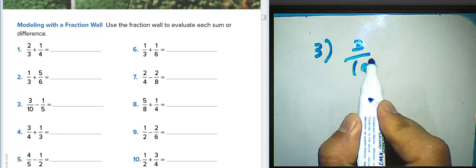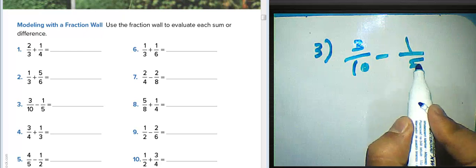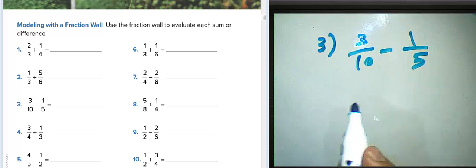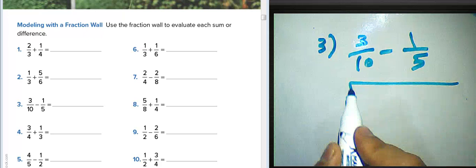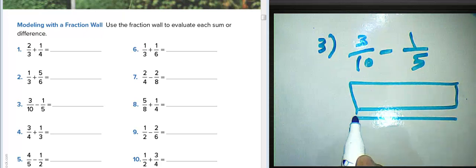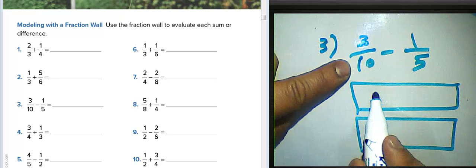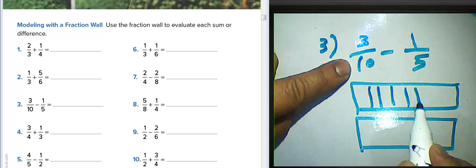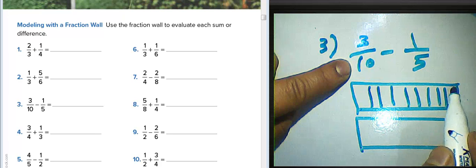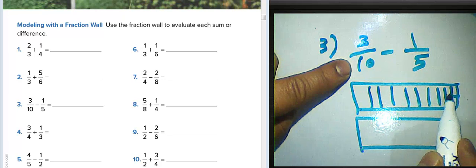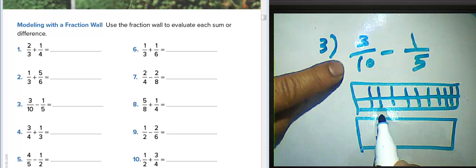Three over 10 subtract 1 over 5. We can write the least common multiple between them, which will be 10. We must draw 2 rectangles and divide one into 10 parts: 1, 2, 3, 4, 5, 6, 7, 8, 9, 10. And then we must draw a horizontal line.